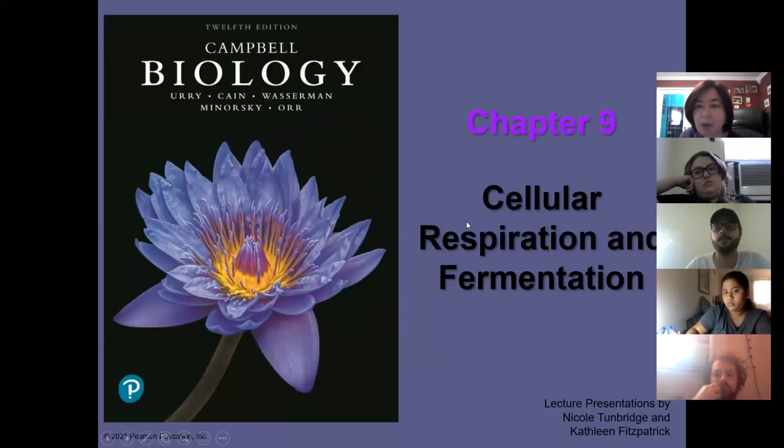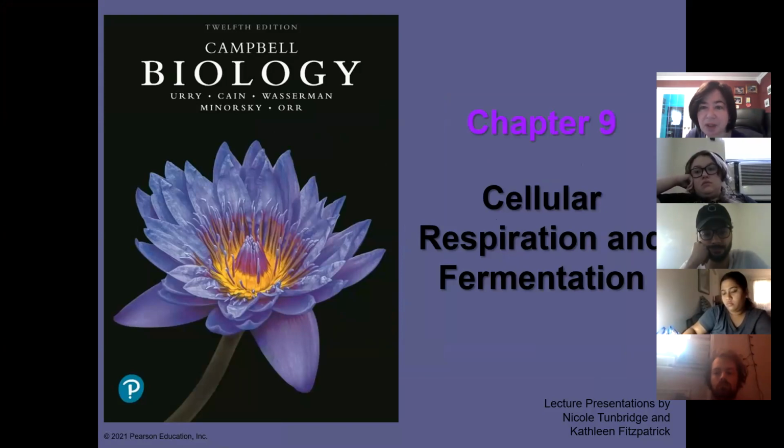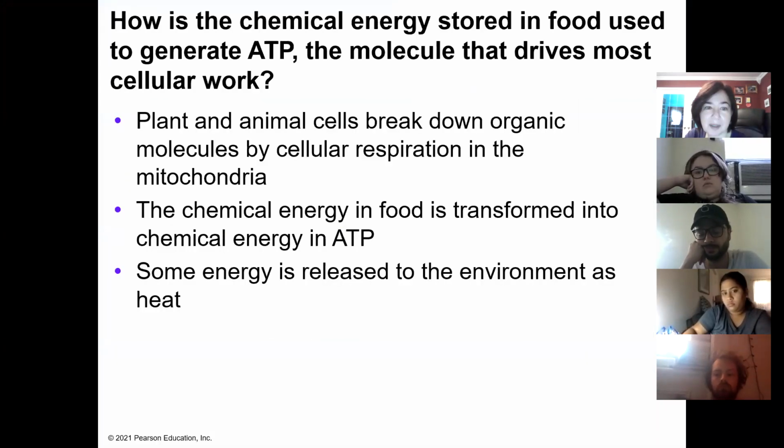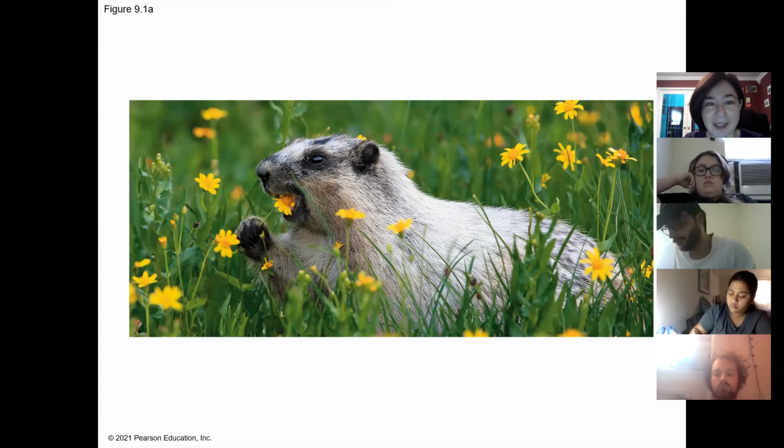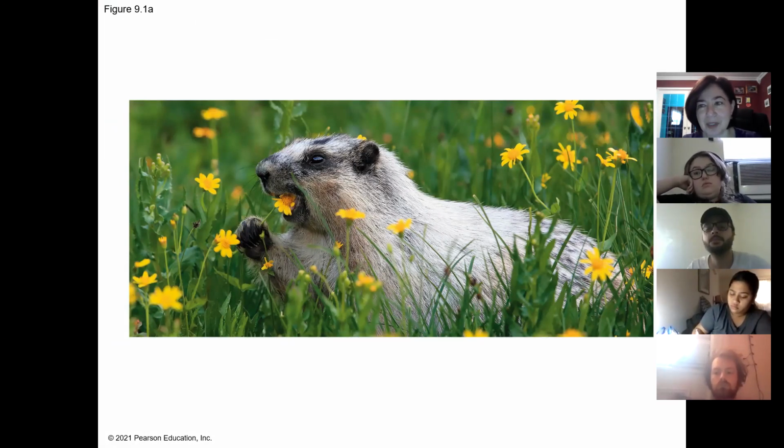So this is chapter 9, one more time, and it's about cellular respiration and fermentation. We're gonna get to what fermentation is about. So this is the first image of the animal that consumes, like eats, plants, right? Flowers. And it actually demonstrates the flow of energy, right? So plants lock sunlight energy in the form of photosynthesis.